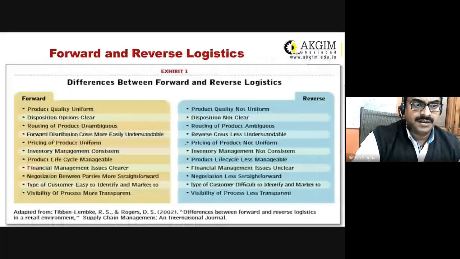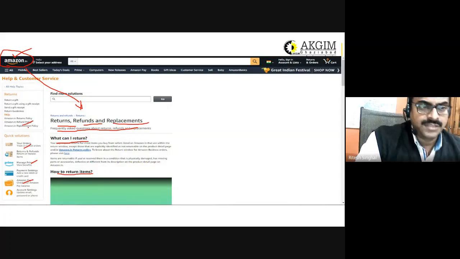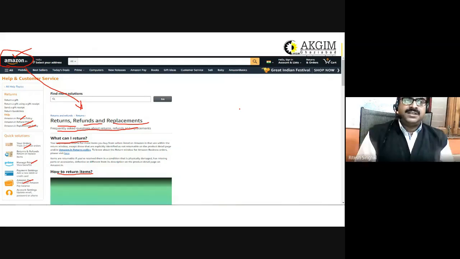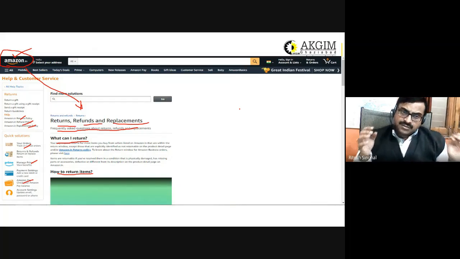Managing returns, then your different orders. What about the refund policy, replacement policy, return policy? So everything is clearly mentioned on the website, so that customers have trust in this website, that if somebody orders something and is not getting any value out of it, they can return it.